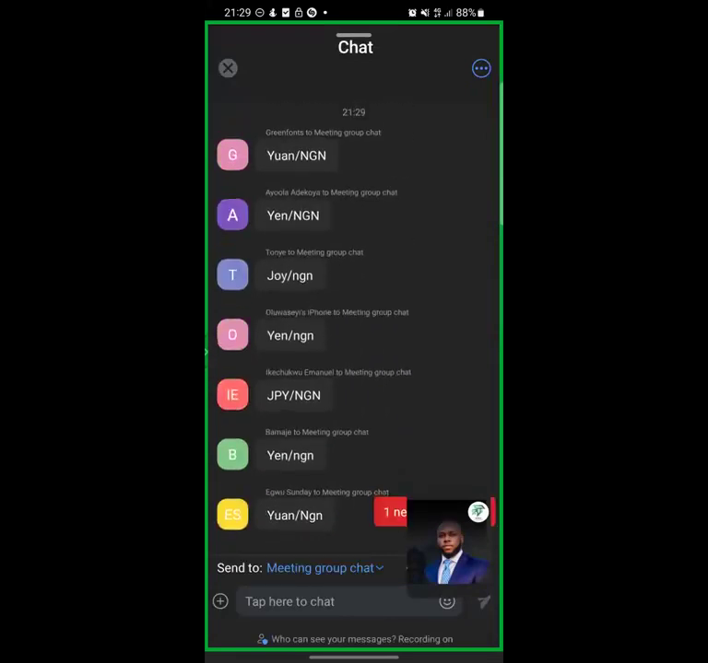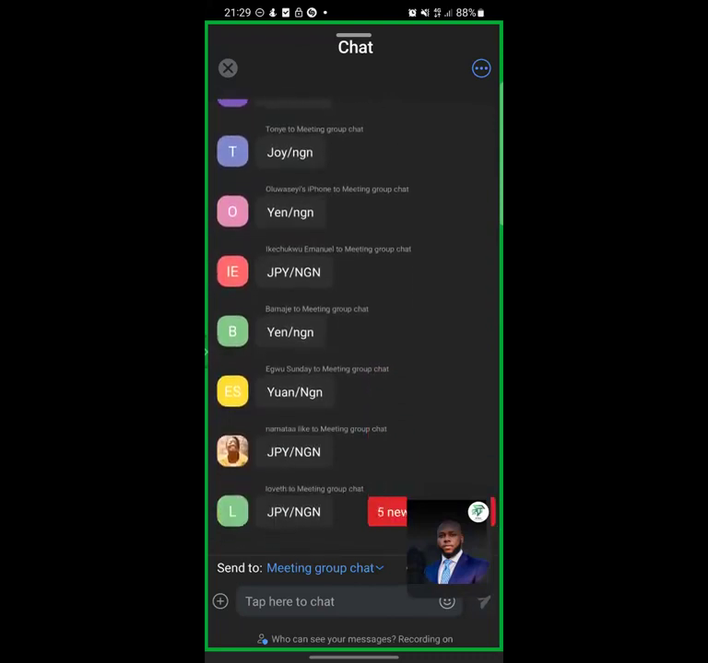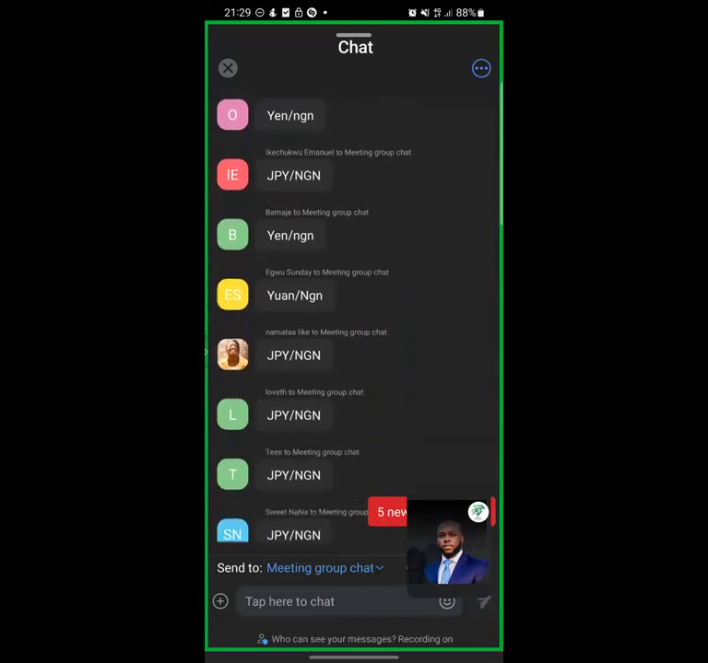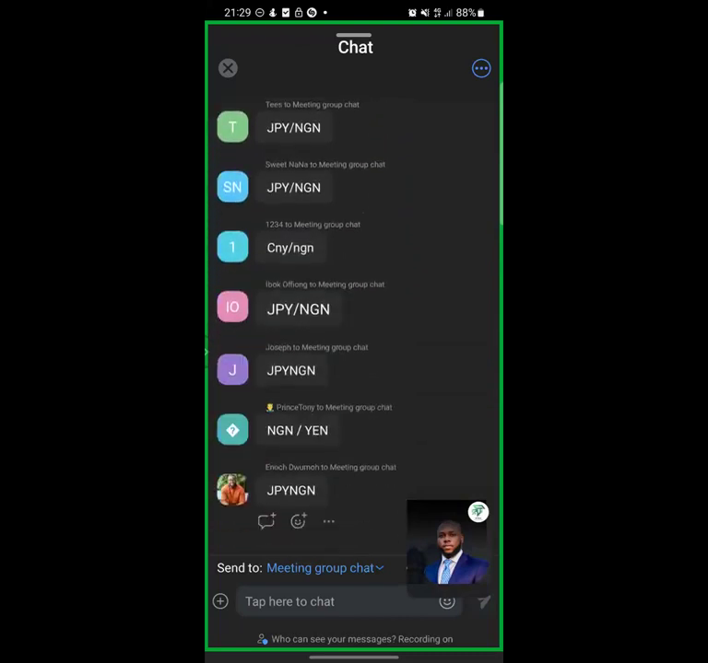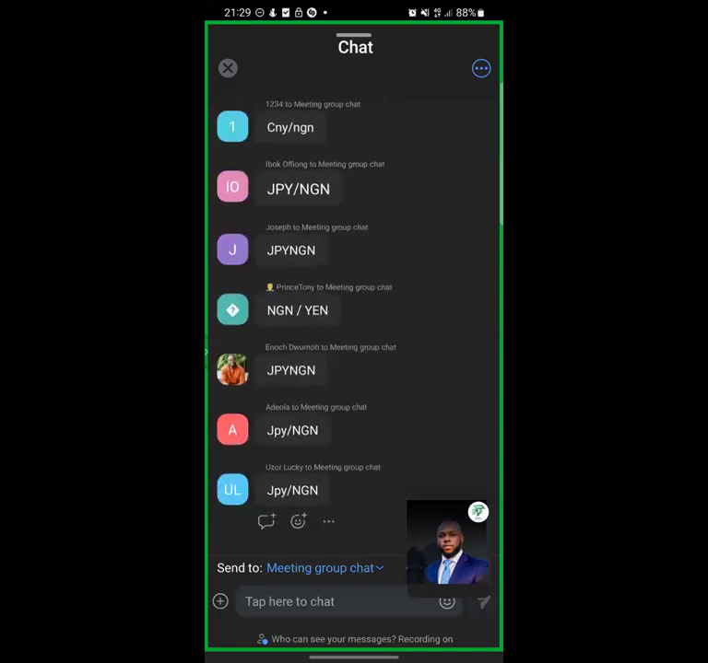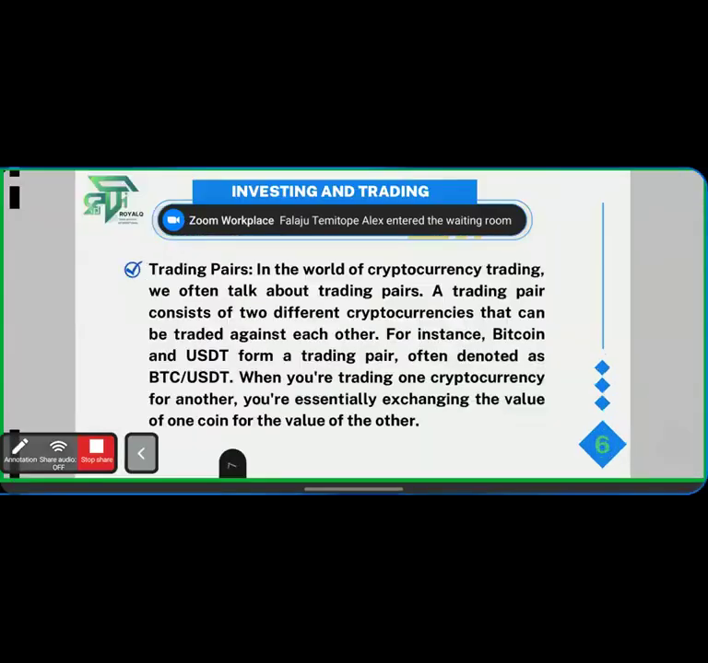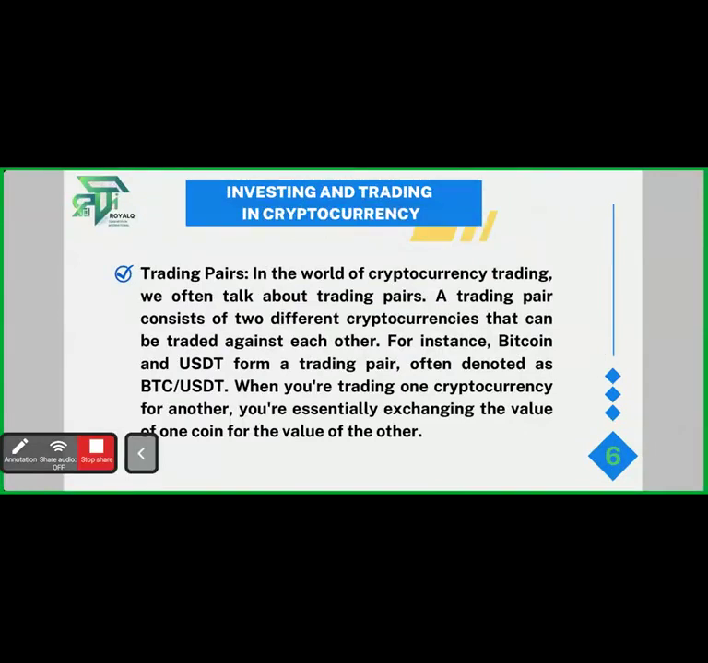Okay, so I'm seeing lots of answers. I'm seeing yen/NGN, I'm seeing JPY/NGN, and so on. Fantastic, I'm happy that a lot of us have an idea. Someone said CNY, is that Chinese yen? All right, so the correct answer here is JPY/NGN. I'm happy that a lot of us are catching on to what we are talking about. So the trading pair in that particular instance would be JPY/NGN, which is Japanese yen slash NGN.